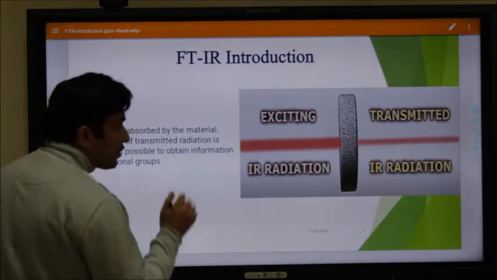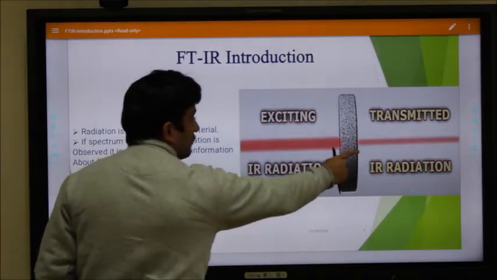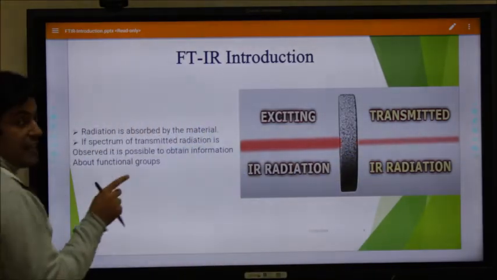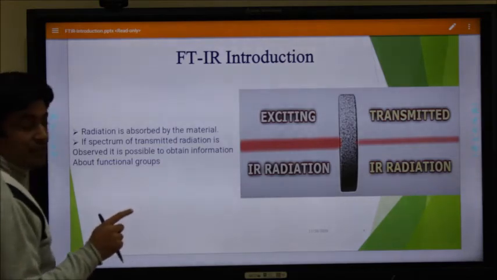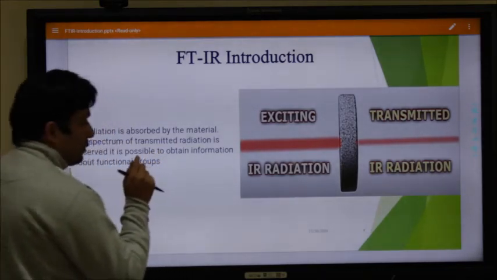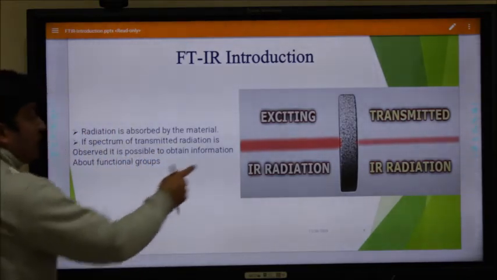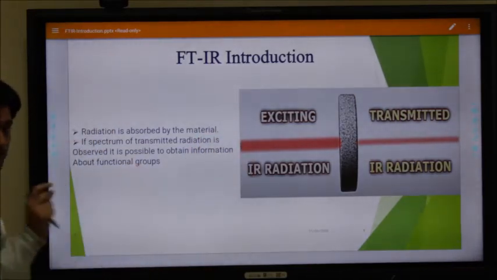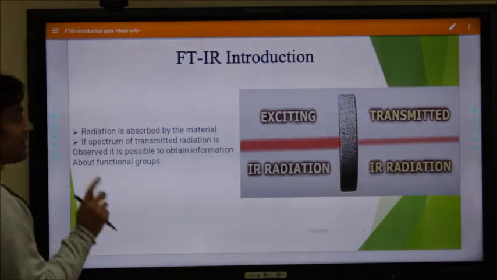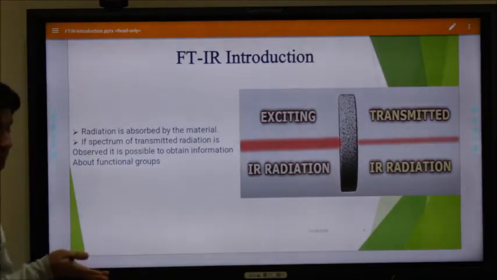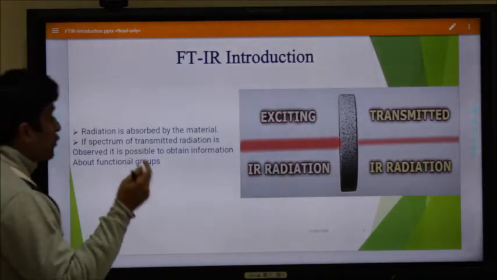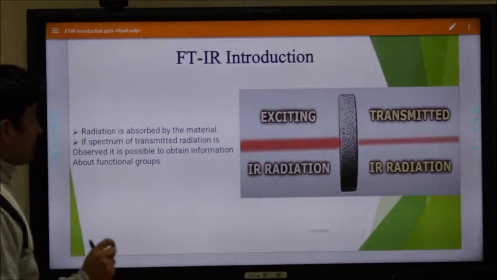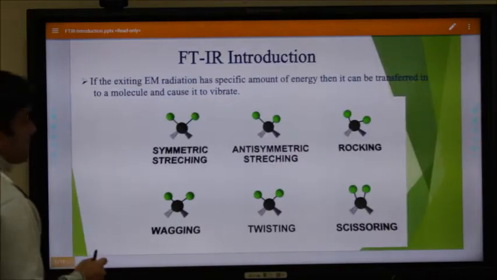Now take care of the fact that the intensity of the radiation which is getting transmitted is less. Why is it less? Because the maximum amount, or some amount, is absorbed by this material. Now if the spectrum of the transmitted radiation is observed, it is possible to obtain information about the different functional groups. Now let's move on to the next slide.